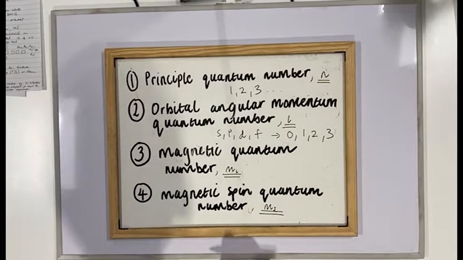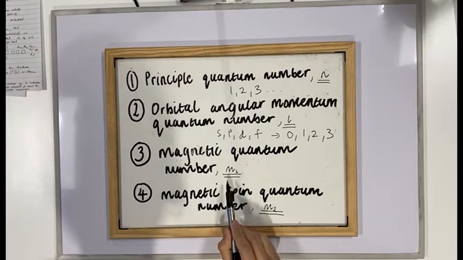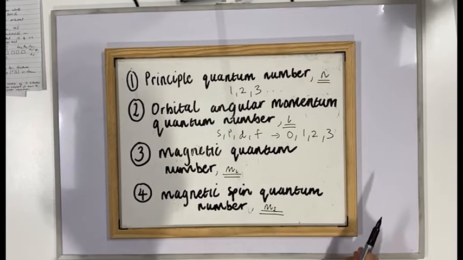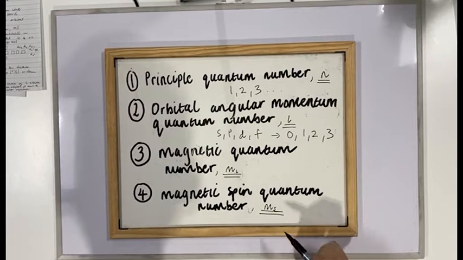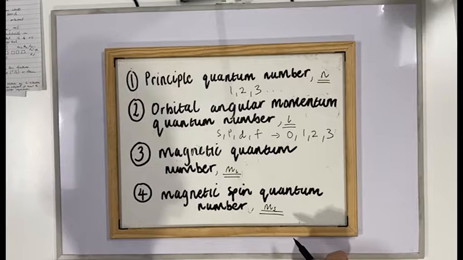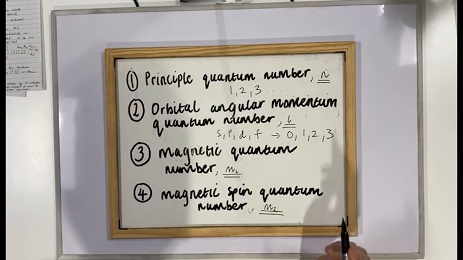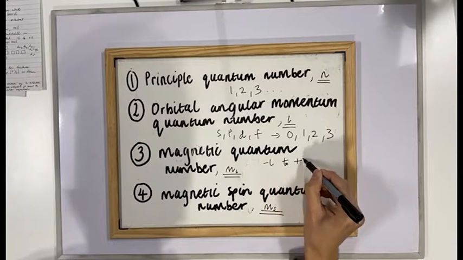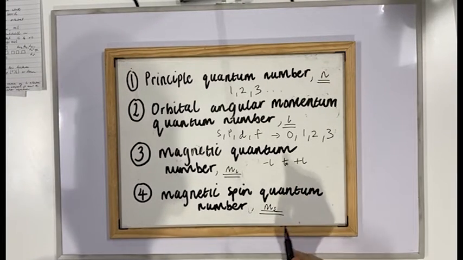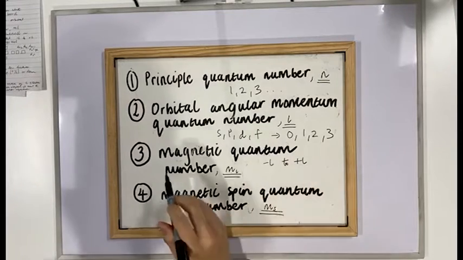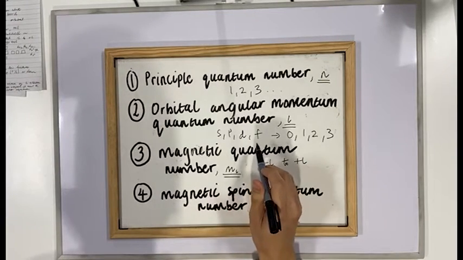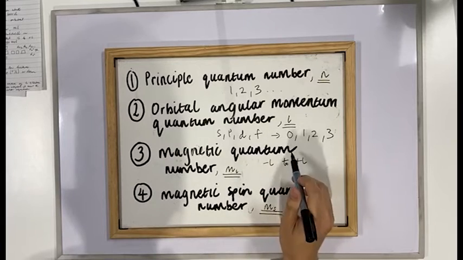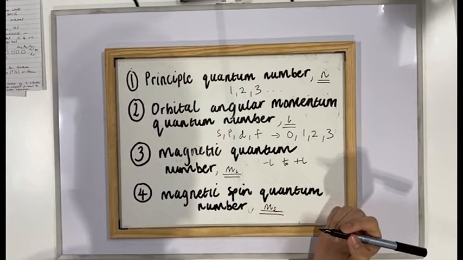The third quantum number is known as the magnetic quantum number, also known as ML. The magnetic quantum number, or ML, describes the energy levels in a subshell and the orientation of the orbital. So it ranges from -L to +L. One note that you should know is that if L, the orbital angular momentum quantum number, is equivalent to 0, then ML is always equivalent to 0 as well.